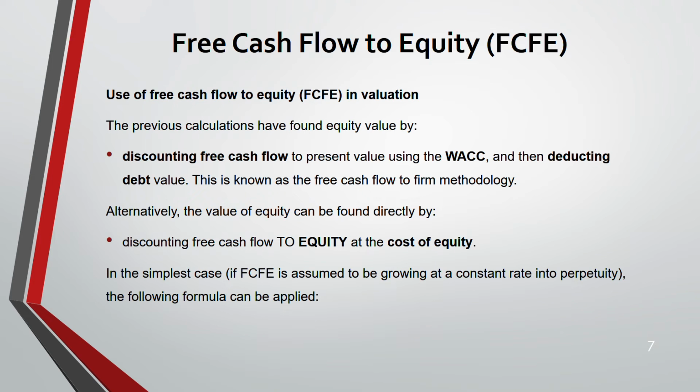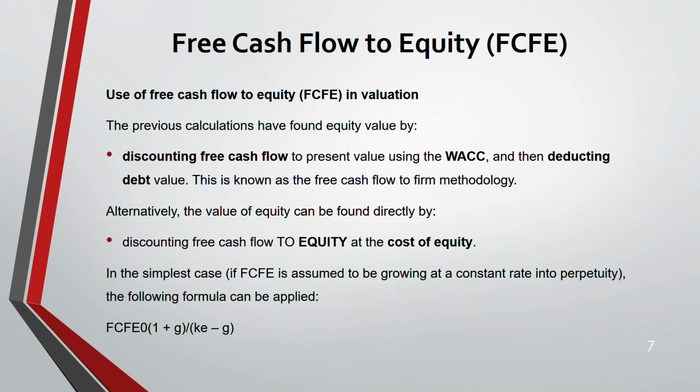So in the simplest case, if FCFE, that is free cash flow to equity, is assumed to be growing at a constant rate into perpetuity, the following formula can be applied. This formula you should know. It's not there in the exam formula sheet. That is, forever it keeps growing. They don't say a time period; maybe the statement in the exam will be like, after third year, the cash flow keeps growing at 30%, 40%. They don't give you a time that from this time to this time the growth rate is this much. That's the condition for this formula.